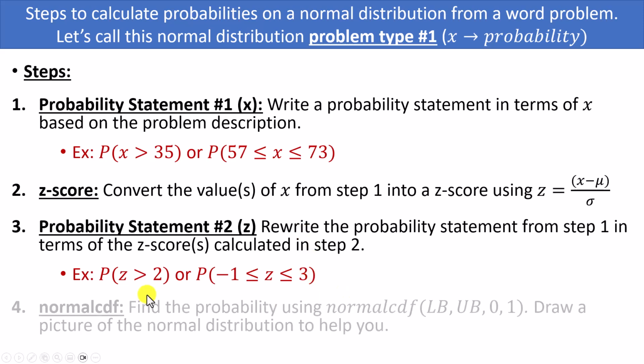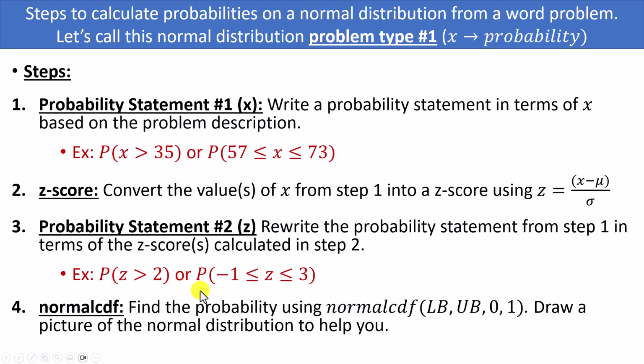And then finally, once we have this form, we can solve the probability using normal CDF like we have been in the previous several examples. So once again, you may want to draw a picture to help you know exactly what area to shade and what to put into normal CDF, but this is the last step that would solve the probability. So let's go ahead and take a look at a few examples.